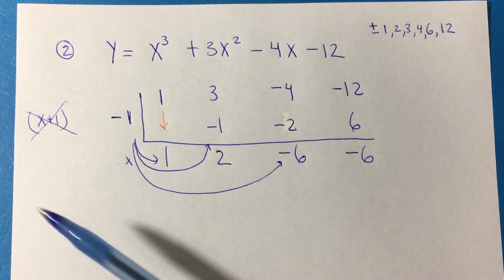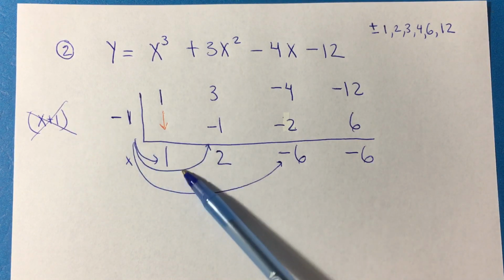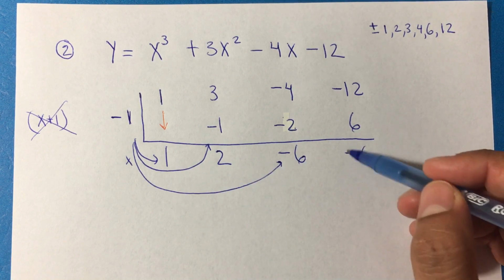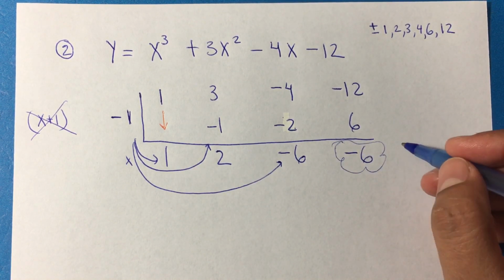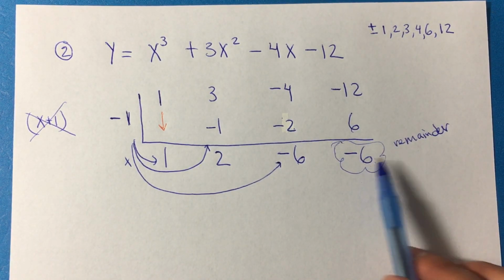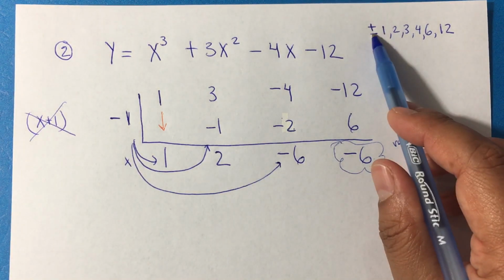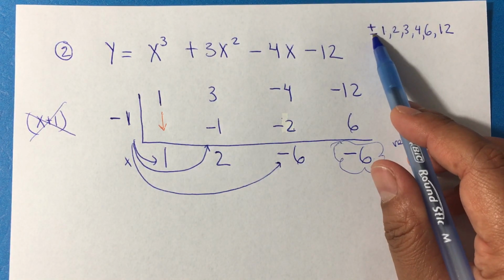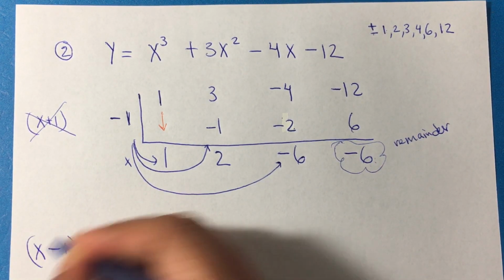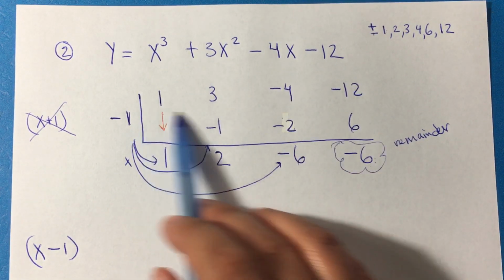Basically, you're dividing this polynomial by this factor, and you should get no remainder, because this, as we saw in previous lessons, is the remainder. So we cannot have a remainder. That's why that's not a factor. Now we did positive 1, now let's do negative 1. So x minus 1.